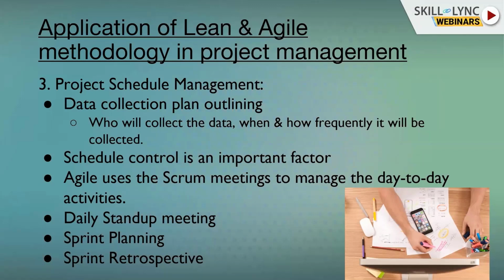Schedule control is an important factor. Now, Agile uses Scrum meetings to manage the day-to-day activities so that there will be no surprises in the project ahead. The daily stand-up meeting is normally a 15-minute meeting in which the project manager and the site in-charges of all project sites can have a discussion while standing at the site. The meeting focuses on three main aspects: what was planned yesterday, how much was achieved, and what are the obstacles in not achieving the target.